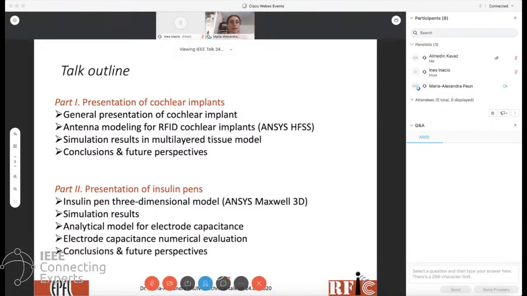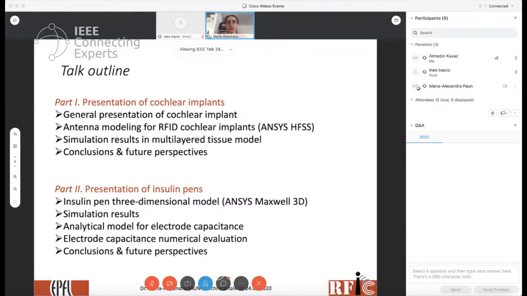Okay, so my talk today will be as follows. It actually consists of two parts. In part number one, I will be presenting cochlear implants, and in part number two, I shall be presenting insulin pens. In each presentation, I'll give you a brief introduction of what that device is. Then I'll move into presenting the modeling for both devices. And then I shall end by giving you simulation results for both devices, and I shall conclude and give you future perspectives.